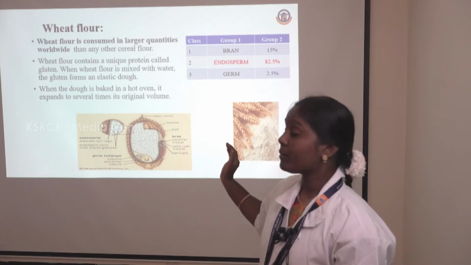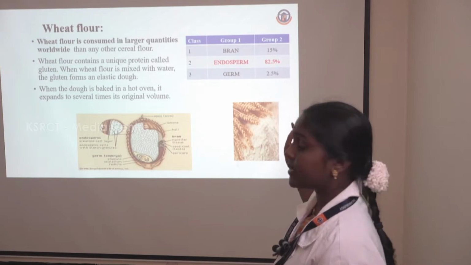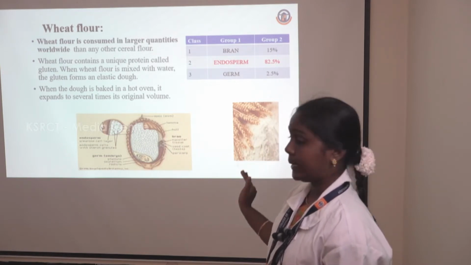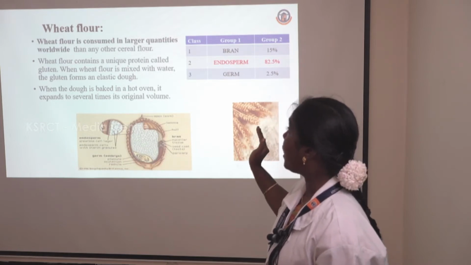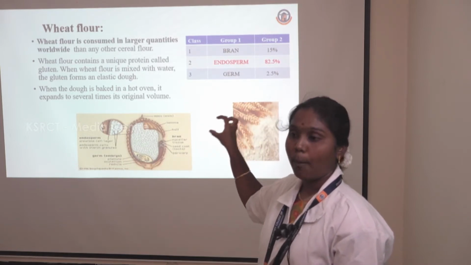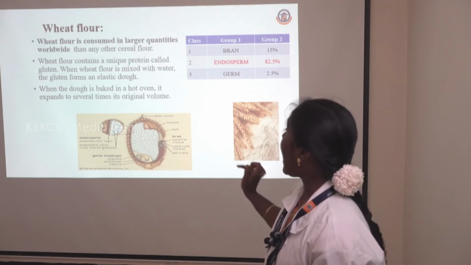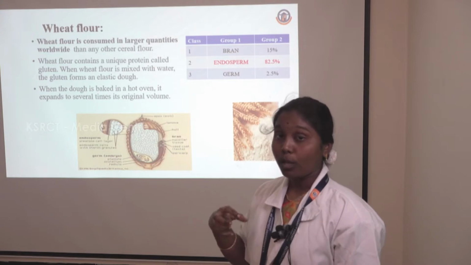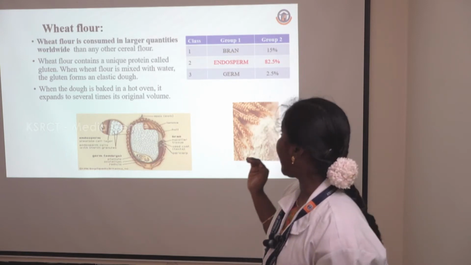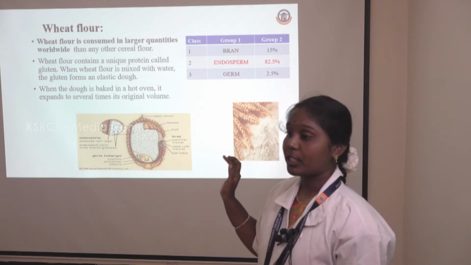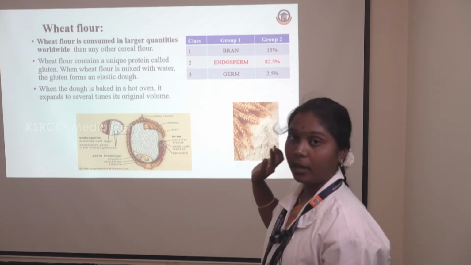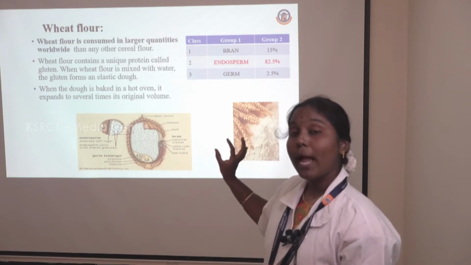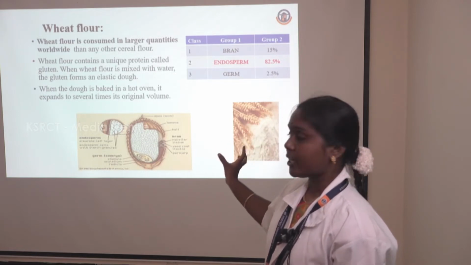Coming to the endosperm, it is present in 82.5% of the whole panicle. The endosperm has a high amount of gluten component. Next is the outer layer of bran. The outer layer of bran contains a high amount of fiber, and it is present in 15% of the whole wheat panicle. So the endosperm has a high amount of gluten component.